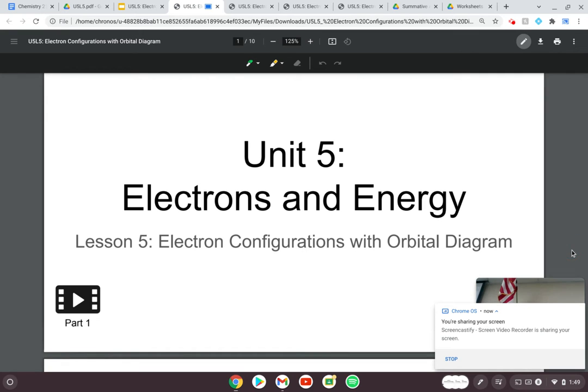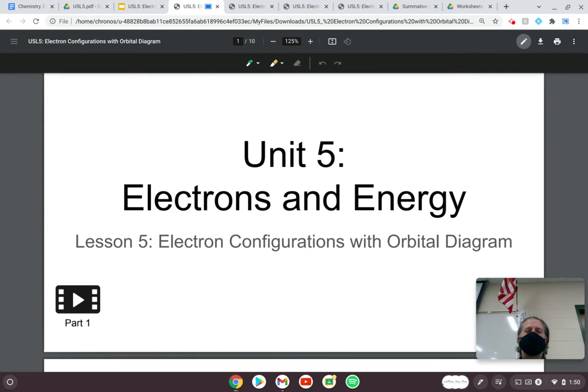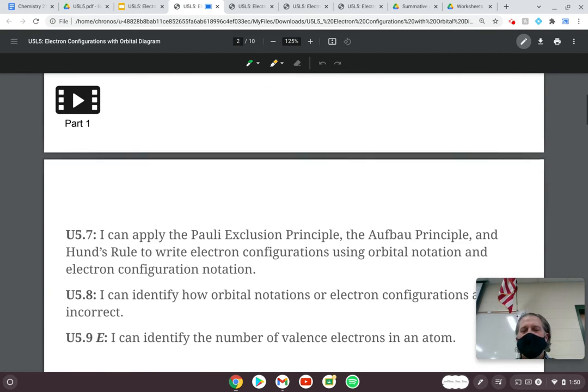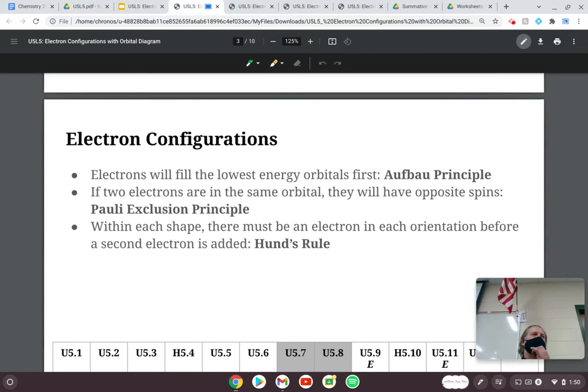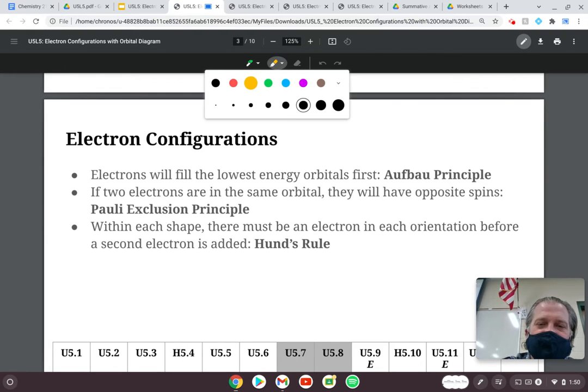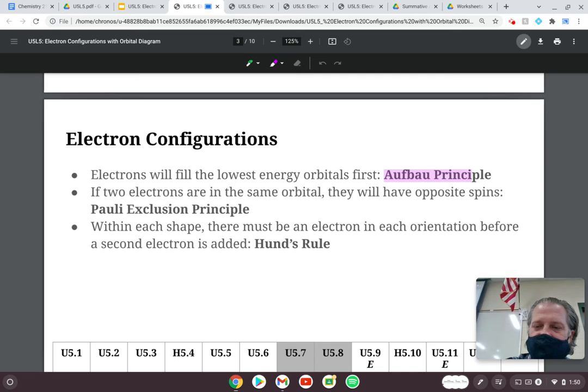All right, so we are going to be talking about something called electron configurations and electron configurations with orbital diagrams. When we write or draw electron configurations, they're always based on following these three ideas. So one of the ideas is something that is referred to as the Aufbau principle.